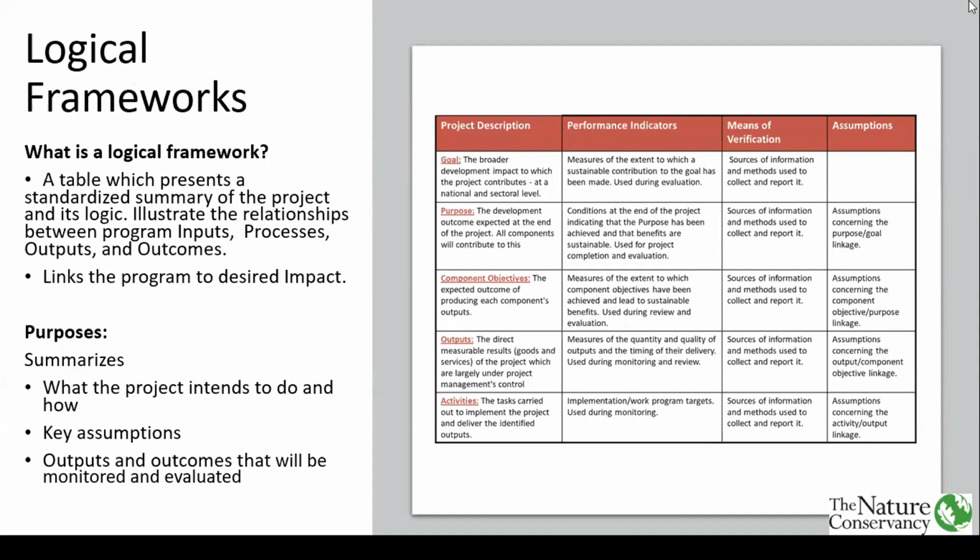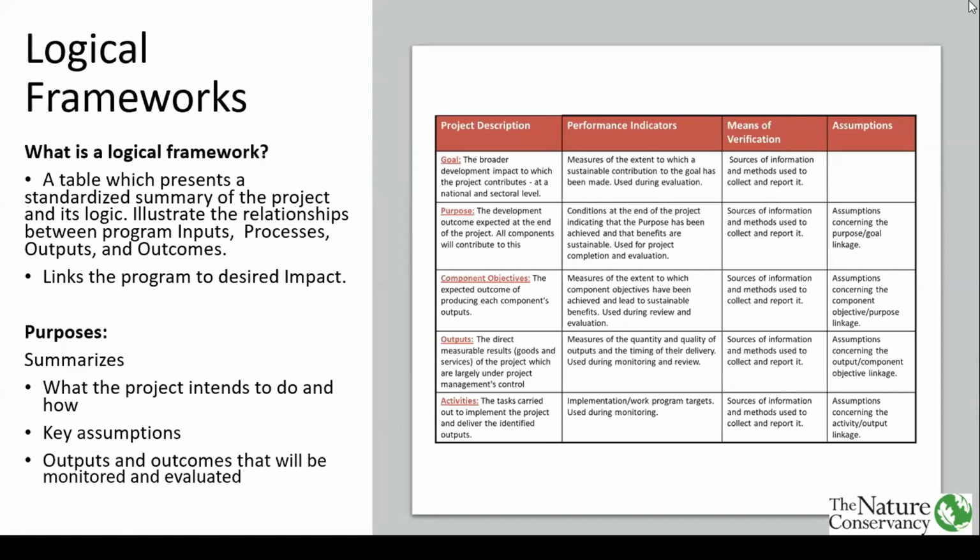The first one is the logical framework. Another name for this framework is a log frame matrix. They're similar to another framework that I'll take you through called a results matrix, in that both of them are project management tools, and they manage results. A logical framework is basically a table which presents a standardized summary of the project and its logic. It illustrates the relationships between program inputs, processes, and outputs, and also links the program to the desired impacts.